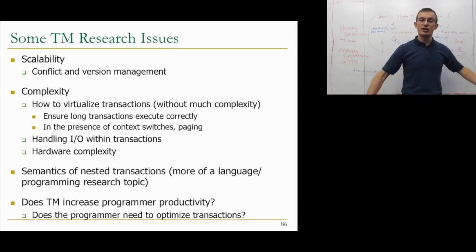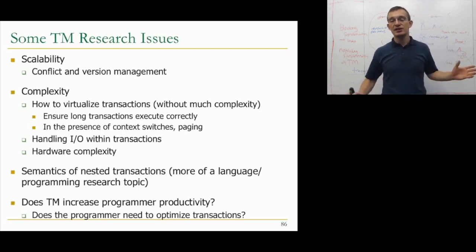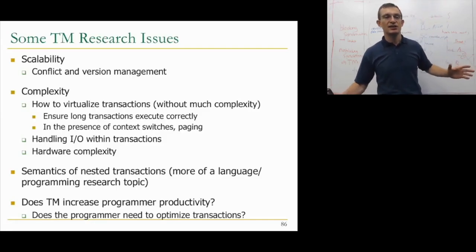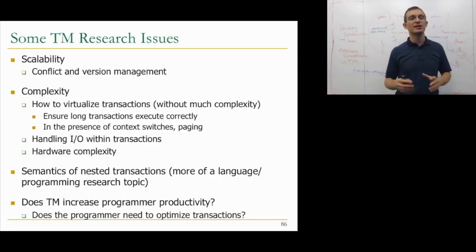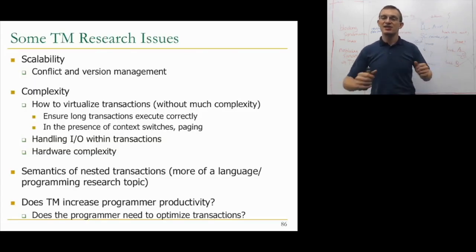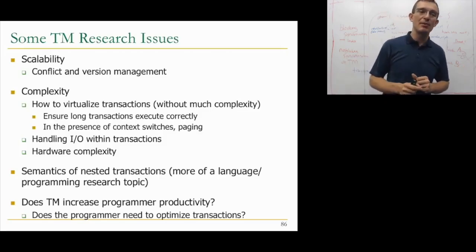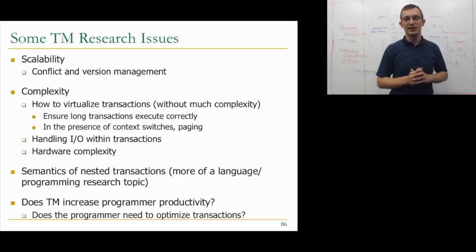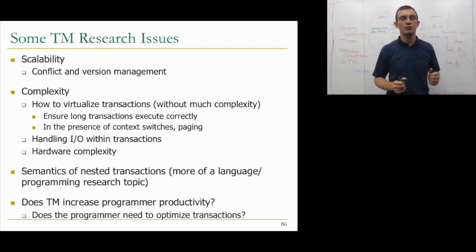There are many research issues on transactional memory. This was a very hot topic a few years ago, with lots of papers being published in the architecture community. Now it's calmed down a little bit. It's being implemented in products, and it's clear that it's not a panacea to all parallel programming problems, although it could be a useful addition to the programmer's toolkit in designing better parallel programs.